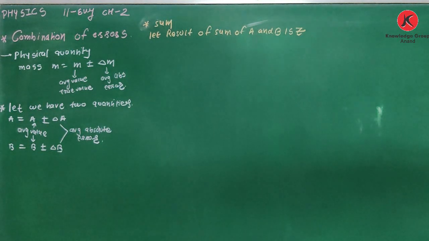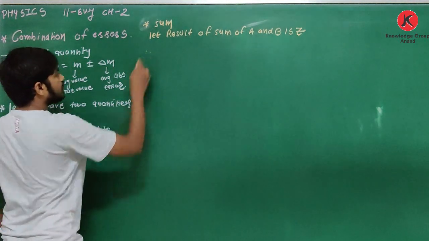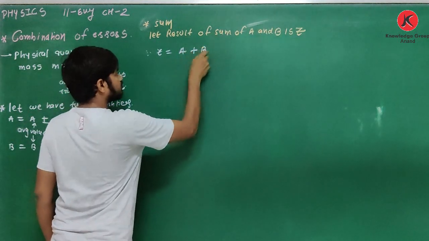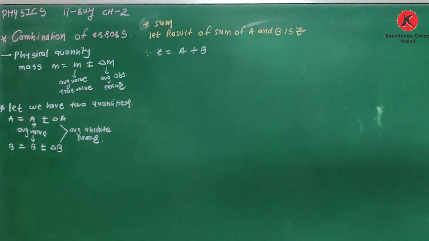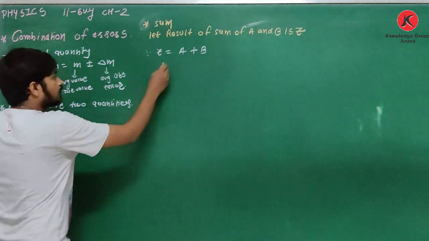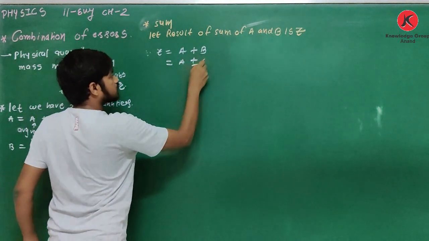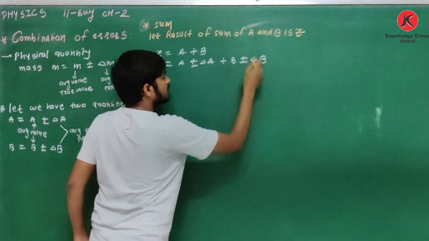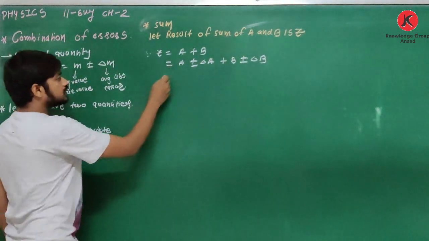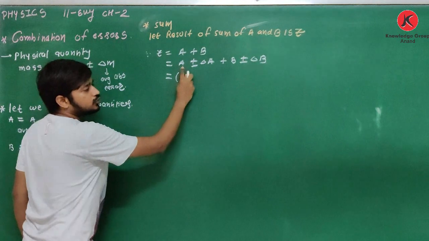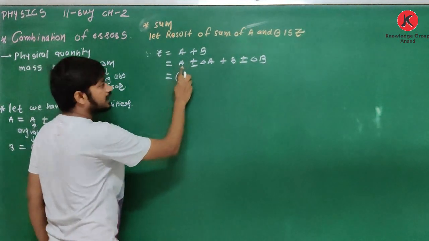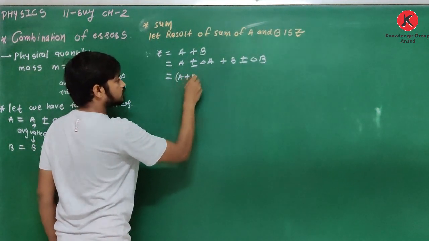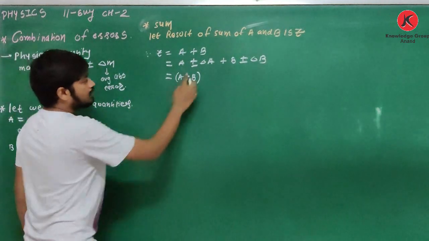Then how to write this Z? Therefore Z is equal to A plus B. Clear about this? A means A plus or minus delta A, plus B means B plus or minus delta B. So we have A, the true value or mean value of physical quantity A, and B, the true value or average value of physical quantity B. So I can write these two terms together, A plus B, plus or minus.